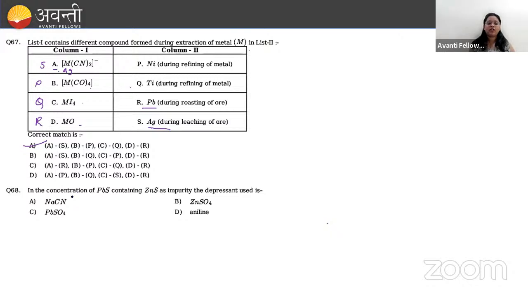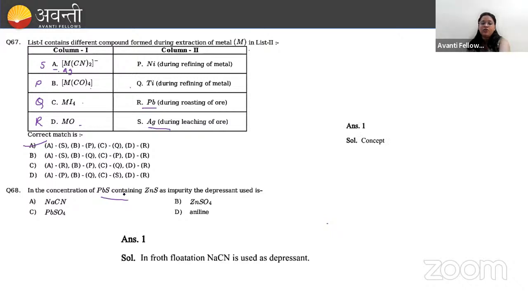Next, in the concentration of PbS containing ZnS as impurity, the depressant used is... So in this, it is the froth flotation method, in which NaCN, sodium cyanide, is used as a depressant. Okay, please remember this. Right? Next problem. Let's move on to the next problem.